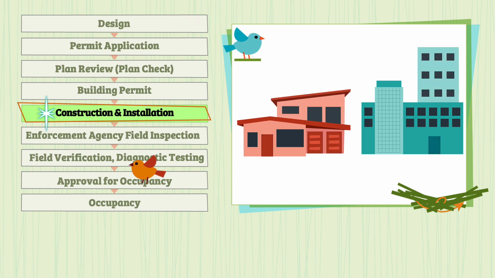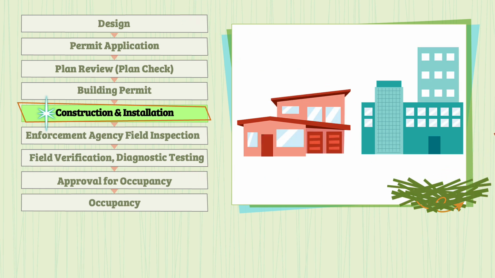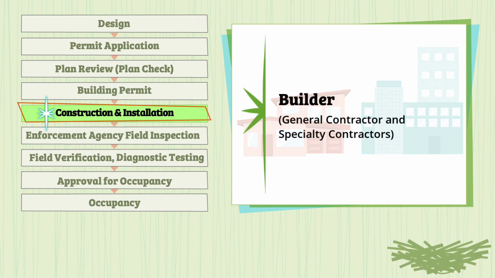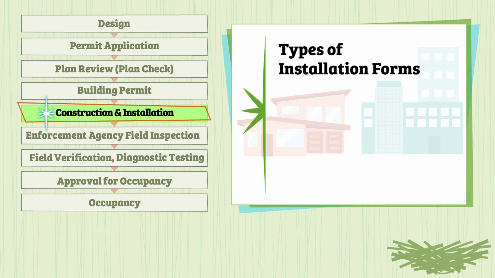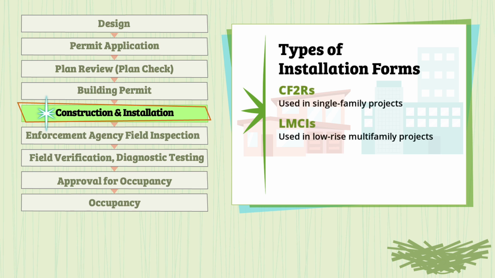During construction, the builder must follow the approved construction documents and install the specified energy features and systems. If changes are made in the field, the plans and compliance documentation must be revised and resubmitted to the enforcement agency for review. As building features are installed, the general contractor or specialty subcontractors must document the installed energy features in a certificate of installation form.